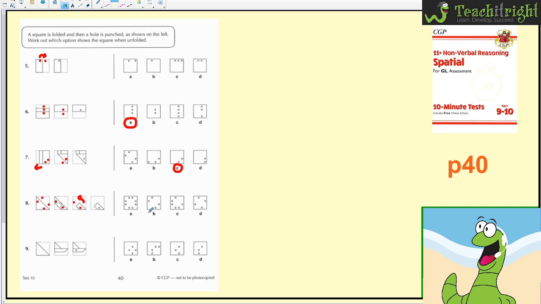So I think the answer is going to be, yeah, that looks like B to me. So again, watch out, that was the one where they had a fold with no dots or no holes punched into it, so it was a bit like a red herring.